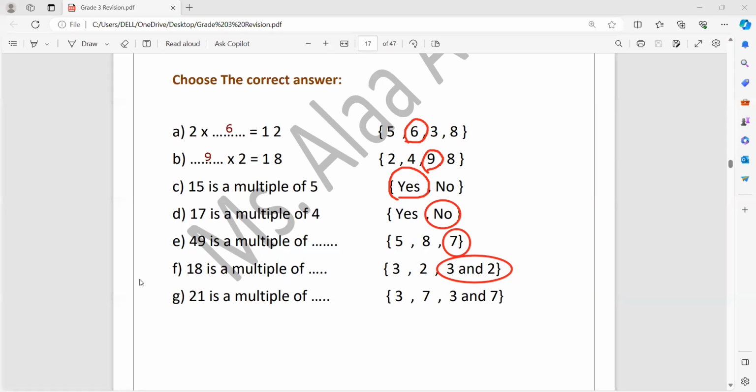What about 21? 21 is a multiple of 3 only, or a multiple of 7 only, or a multiple of 3 and 7? If you search in timetable 3, you're going to find that we have 3 times 7 equals 21. So we have it in timetable 3, and it exists also in timetable 7. So 21 is a multiple of 3 and 7.